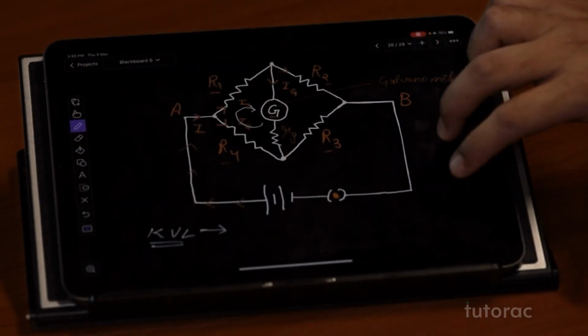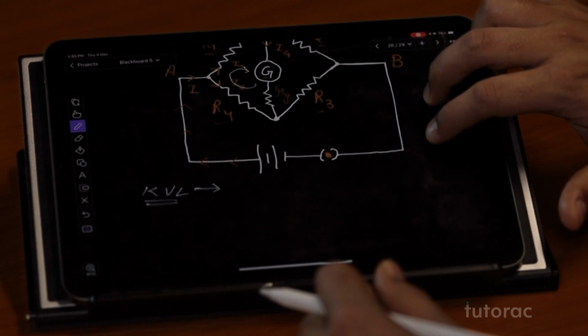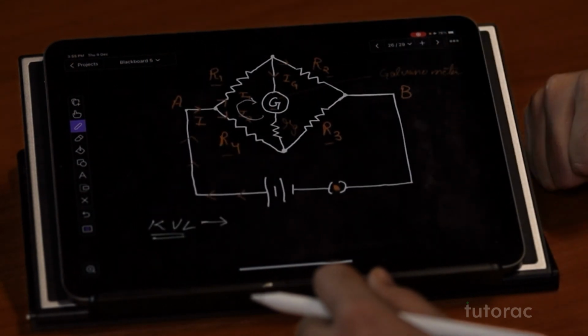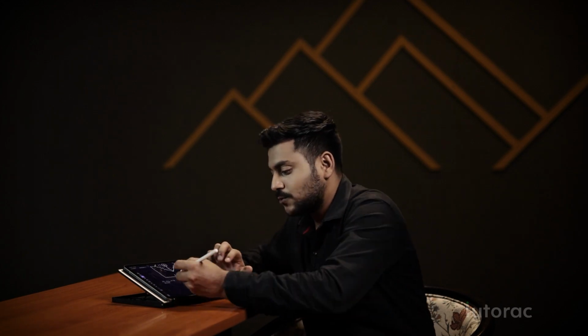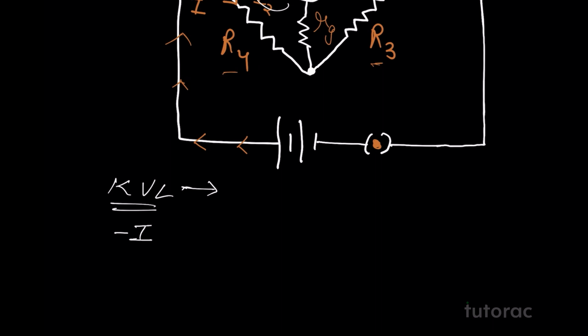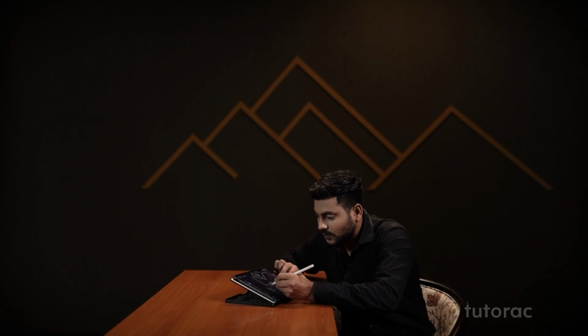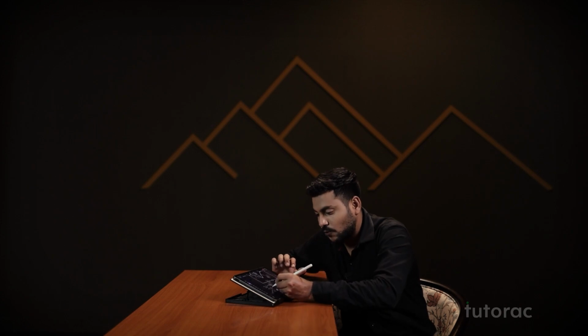Here you will notice we have the current I1 flowing through the resistance R1. While flowing through a resistor, we'll observe a potential drop. So I'll write minus I1 multiplied by R1. Now, another current, Ig, is also flowing in the circuit, passing through the resistance Rg. It's also a potential drop because we are moving in the direction of the current.